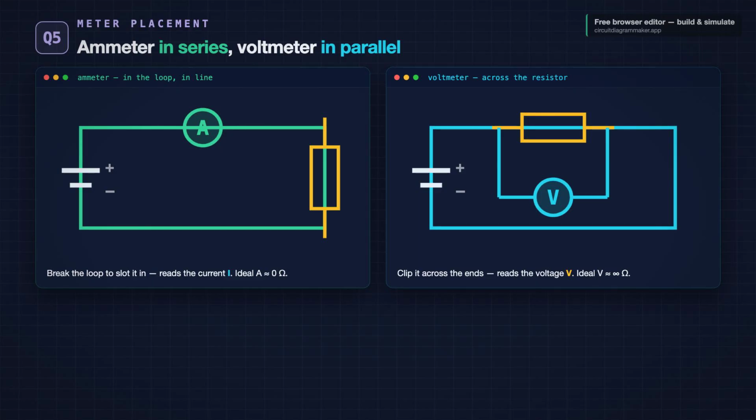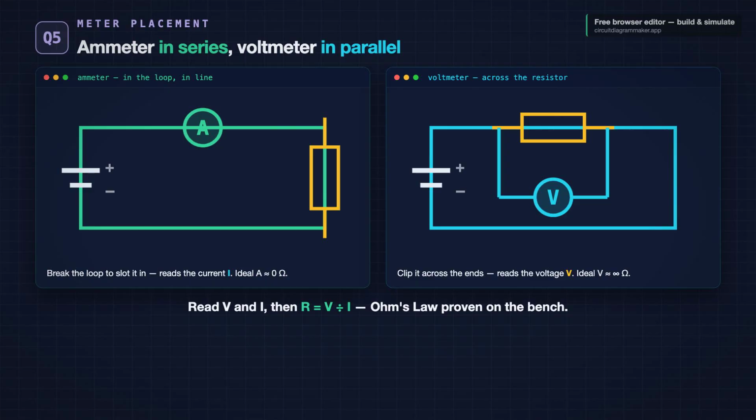The voltmeter measures voltage across a component, so it goes in parallel, clipped across the two ends of the resistor, side by side. You never break the loop for a voltmeter. An ideal voltmeter has very high resistance, so almost no current leaks through it. Ammeter in series, voltmeter in parallel. Read the ammeter for current, read the voltmeter for voltage, and you can prove Ohm's law on the bench. Question 5 done.